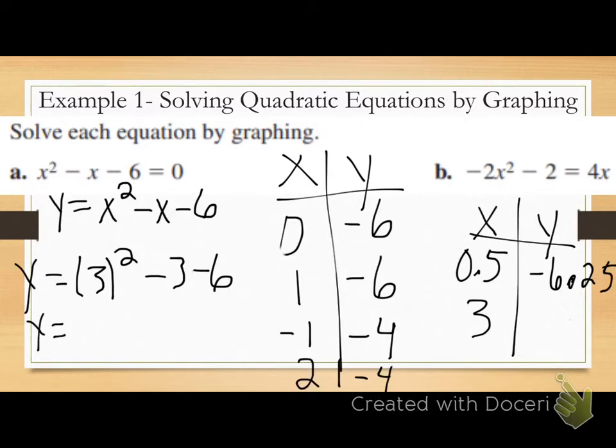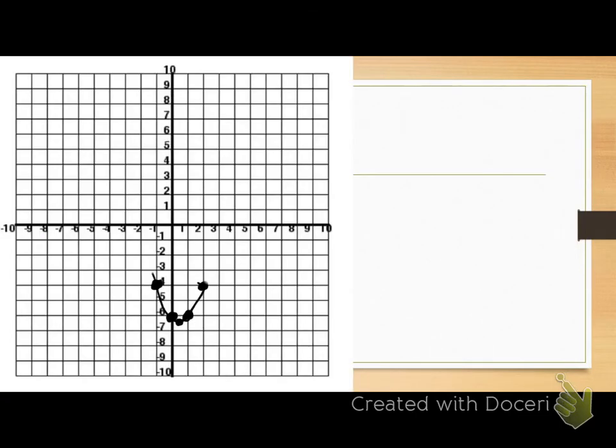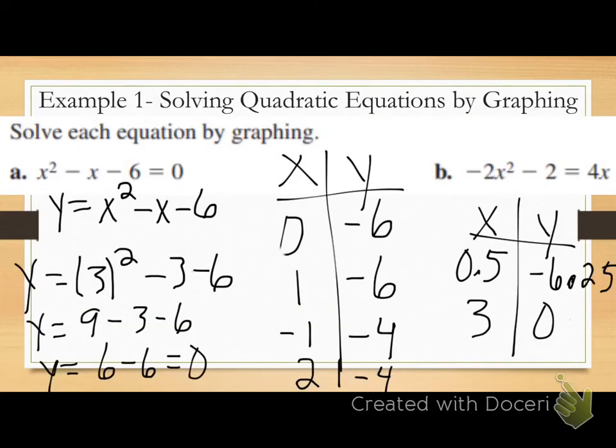What's 3 squared? 9. What's 9 minus 3? 6. 6 minus 6? 0. Uh-oh. Here we go. We get the ordered pair 3 comma 0. Is my graph crossing the x-axis there? Yes, it is. Now let's plug in, what's the next number outside of negative 1? Negative 2.